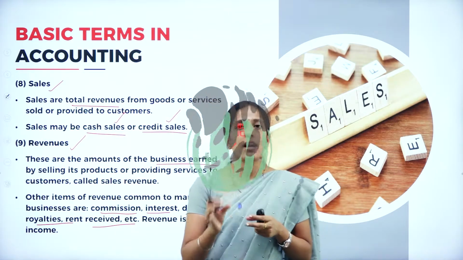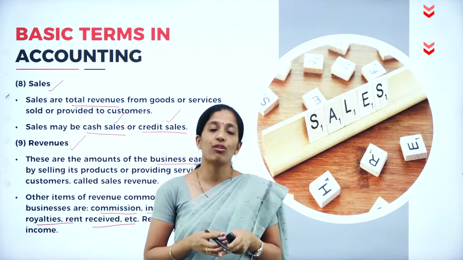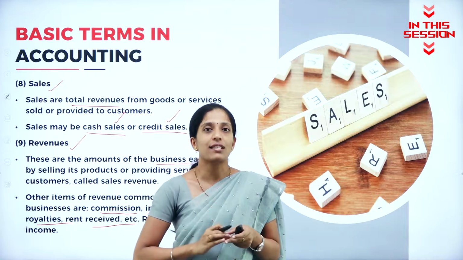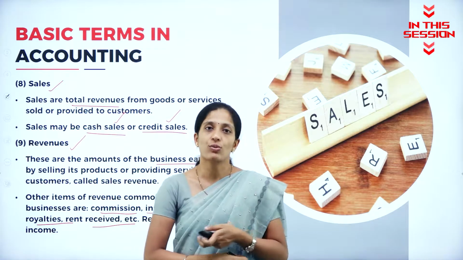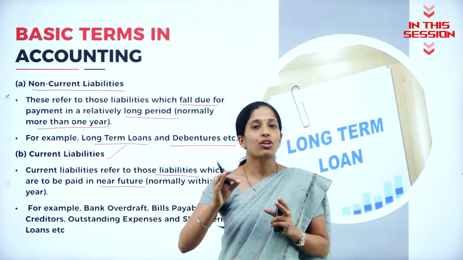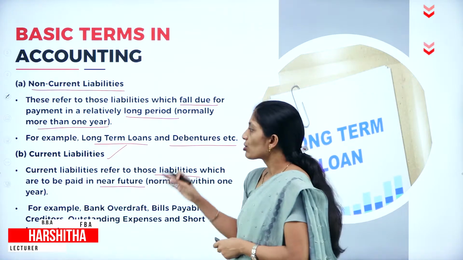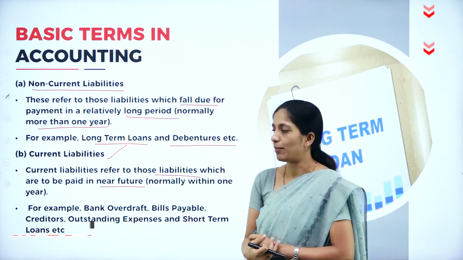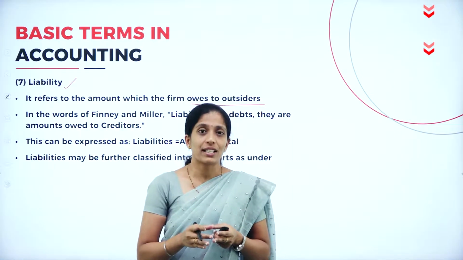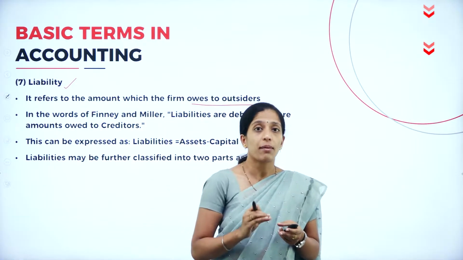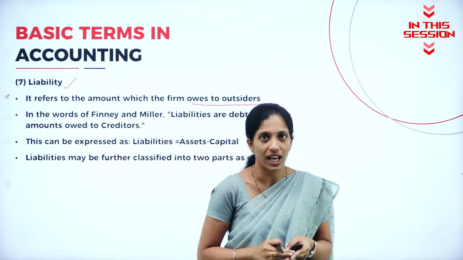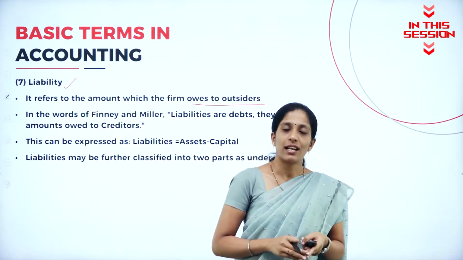Revenue means the amount which is received from the sale of goods and services to the customer. So that amount is called as what? Revenue. The duration of the payment is very small, which is less than 1 year, so they are termed as current liabilities. Now what do you mean by liability? Liability in the sense the amount that has to be paid to the outsiders. So that is known as liability.